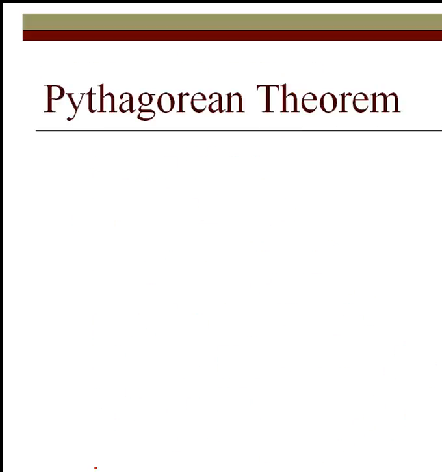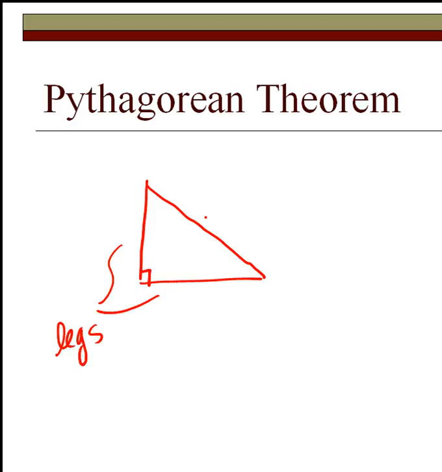The next applications deal with Pythagorean Theorem, and I just wanted to review that with you. Do you remember Pythagorean Theorem deals with how the sides of a right triangle relate, with a right triangle being one of the angles is 90 degrees. The sides around that are called the legs of the right triangle, and the side opposite the right angle is the hypotenuse.